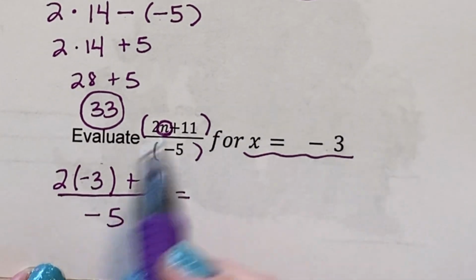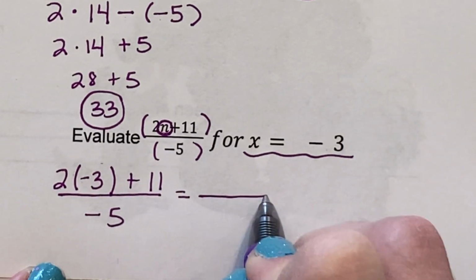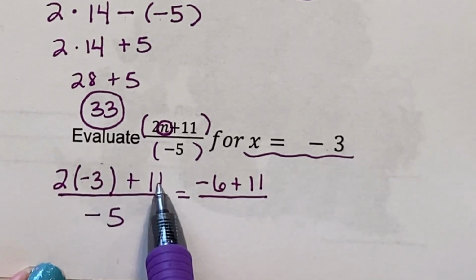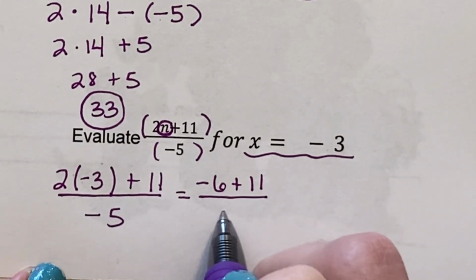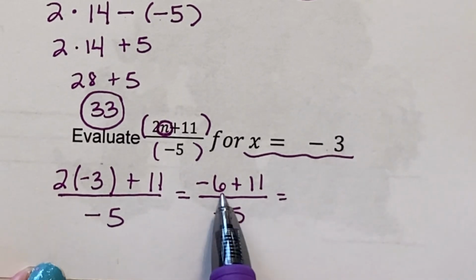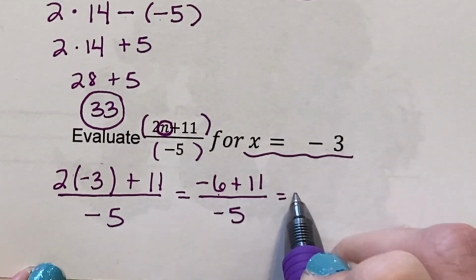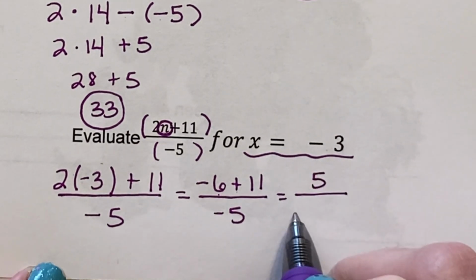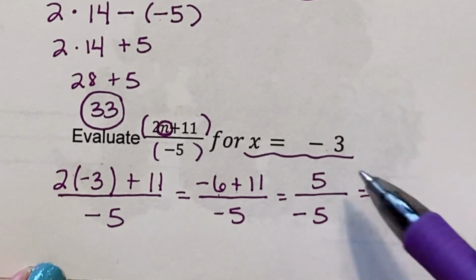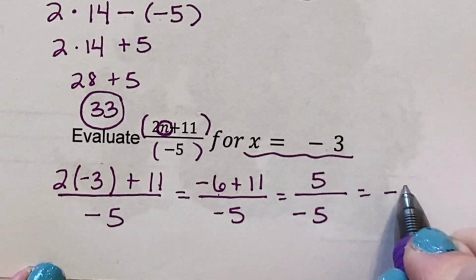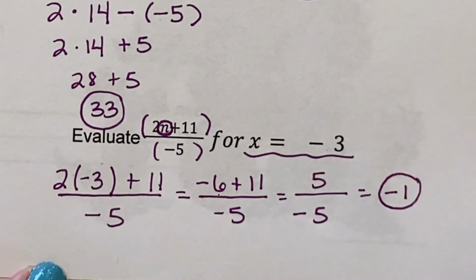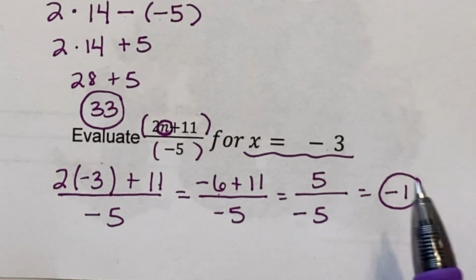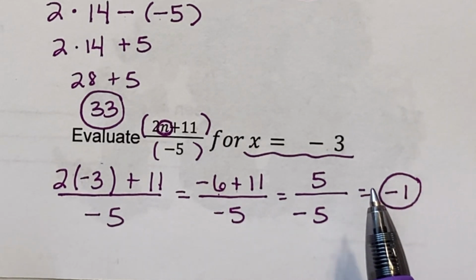Let's see, can we do some of that? 2 times negative 3 is negative 6. So I have negative 6 plus 11, and then my denominator is still negative 5. Negative 6 plus 11 is, 11 minus 6 is 5. And my denominator is still negative 5. 5 divided by negative 5 is negative 1. So that whole thing equals negative 1. That was quite a bit of evaluating for expressions.